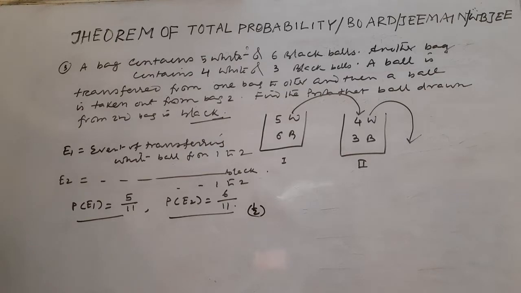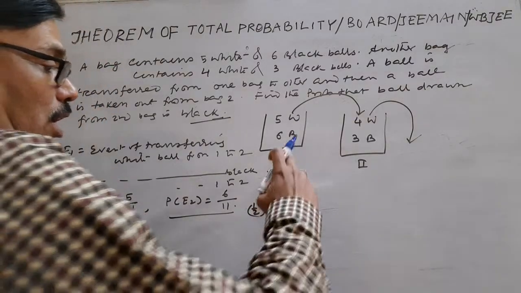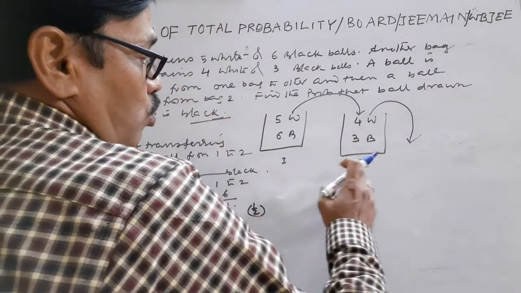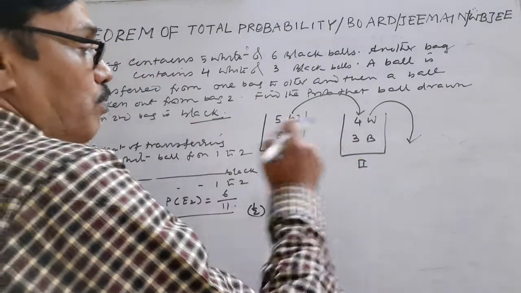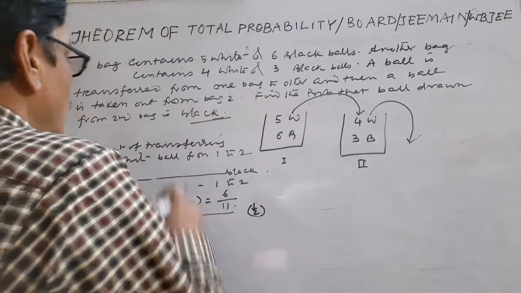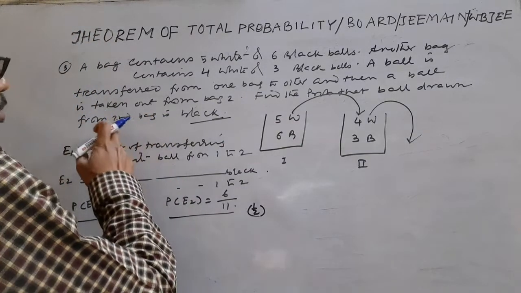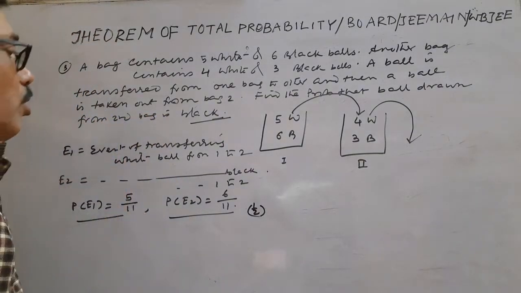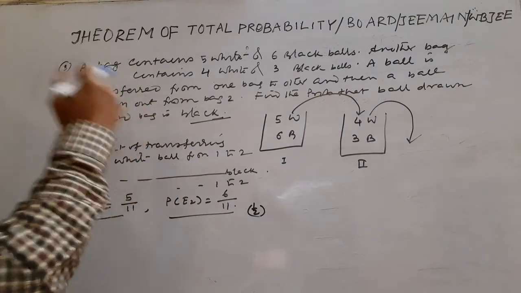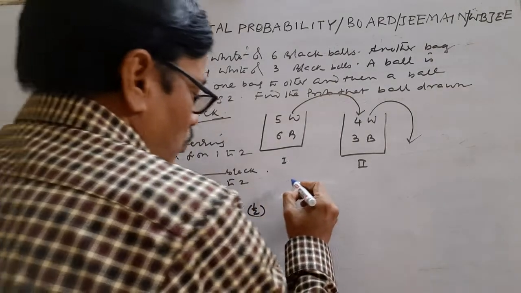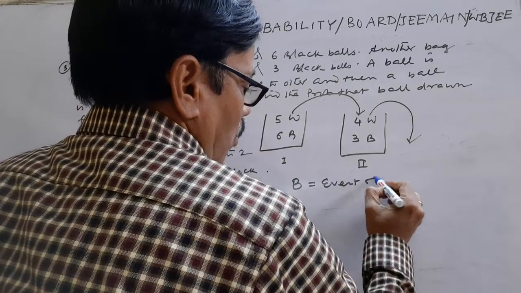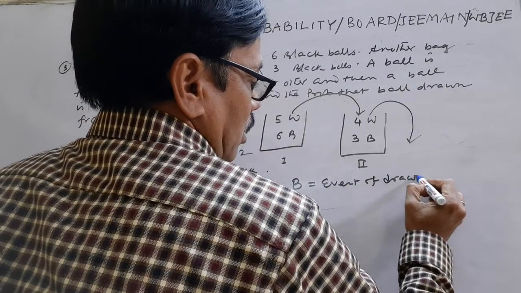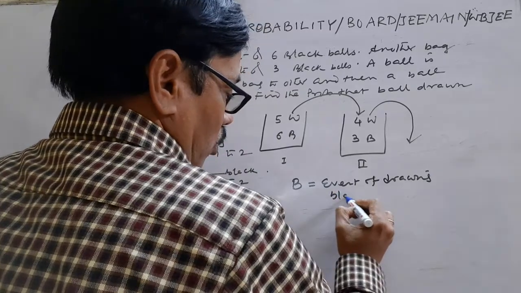Now, after transferring one ball from bag 1 to bag 2, a ball is drawn from the second bag. You have to find the probability of drawing a black ball. So B equals the event of drawing a black ball.